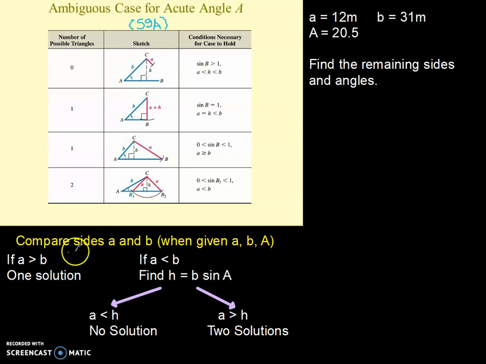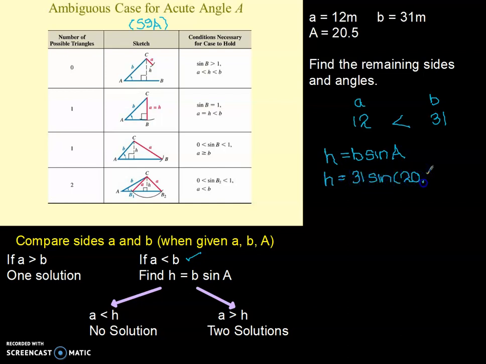So I'm going to start off by comparing side A and B. Side A is 12 and side B is 31. So 31 is greater than 12, which means we are here. A is less than B. So from that, we find the height, which is always the side that we don't have the corresponding angle to, times the sine of the given angle. So the height would equal, in this case, B times sine of angle A, which would be 31 times the sine of 20.5 degrees.